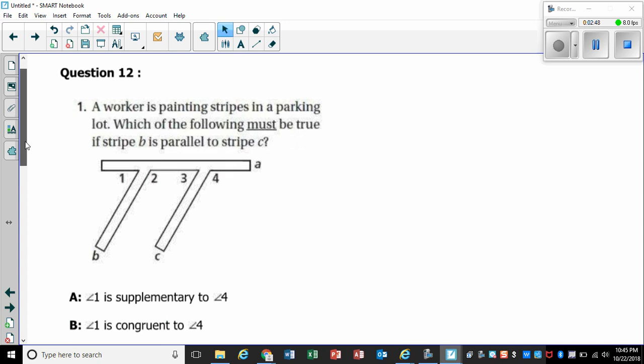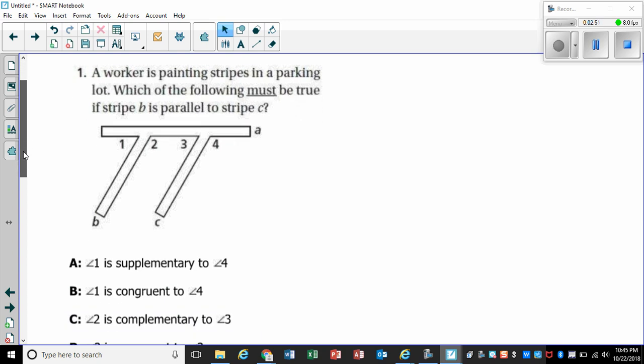All right, 12. A worker is painting strips in a parking lot. Which of the following must be true to say that strip B is parallel to strip C? So that's what we wanted, right? We want those angles to be the same. And remember, this is the transversal that is common for both of them, which is line A. That is the transversal, and these are the angles.